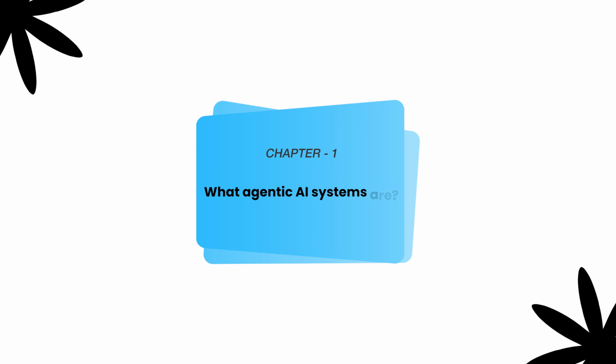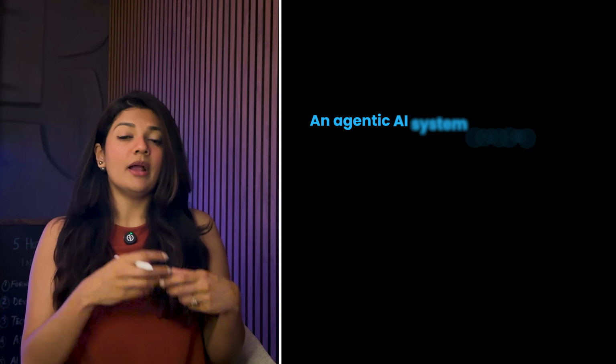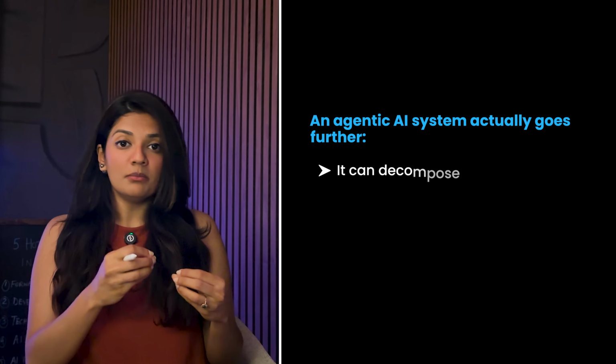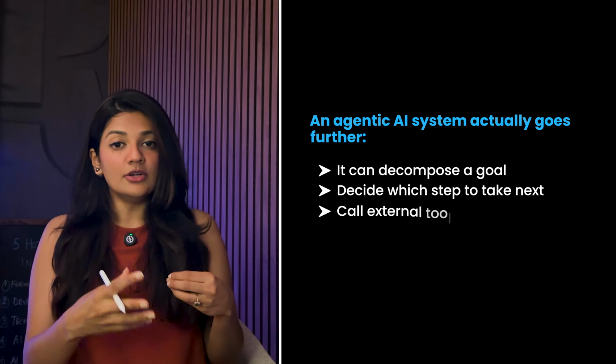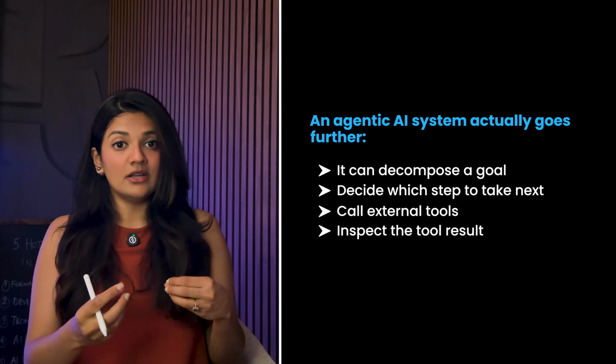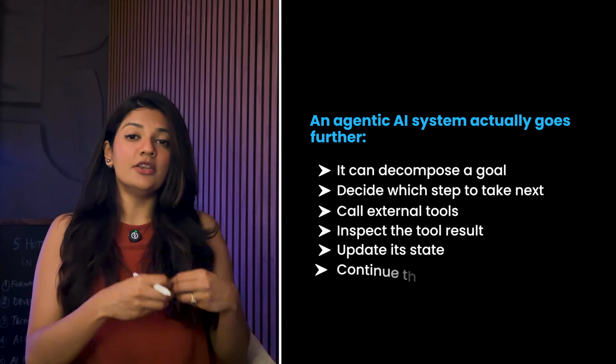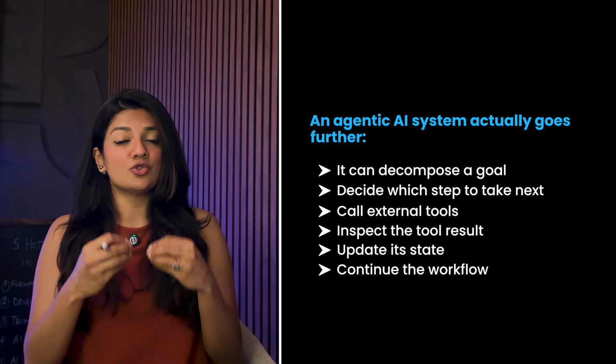Okay, now let's quickly define what we mean by agentic AI systems. A basic LLM application usually takes an input, sends it to a model, and returns an output. An agentic AI system actually goes further. It can decompose a goal, decide which step to take next, call external tools, inspect the tool result, update its state, and continue the workflow until it reaches a stopping condition.